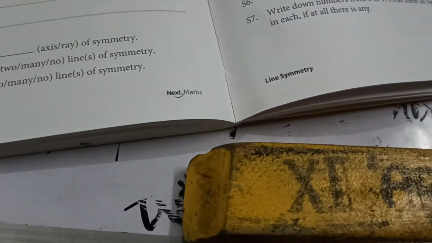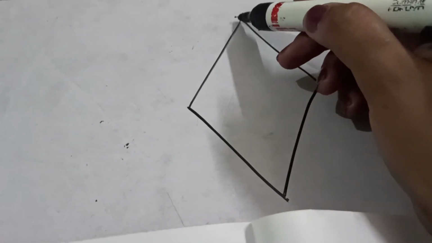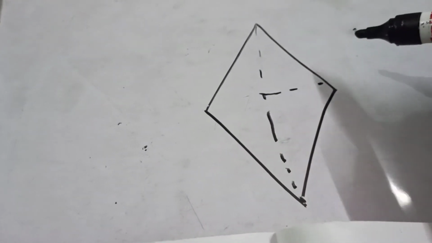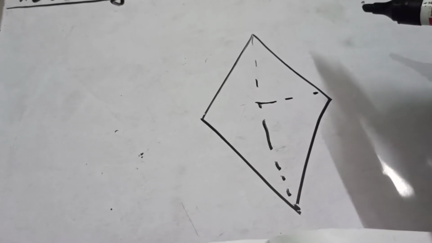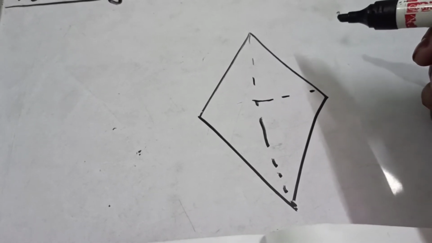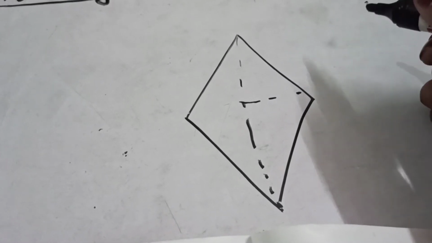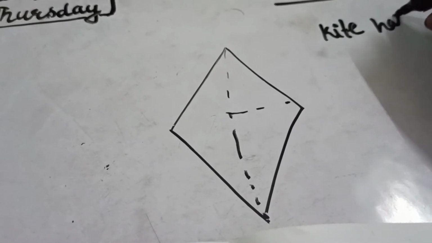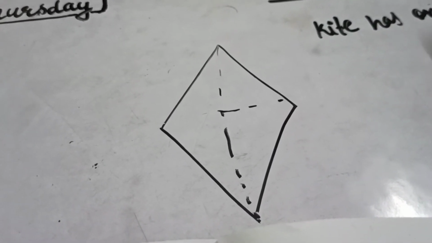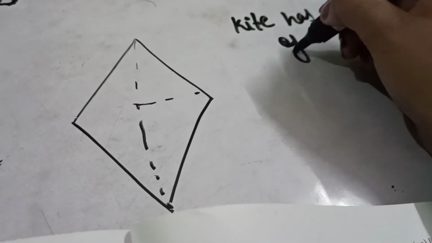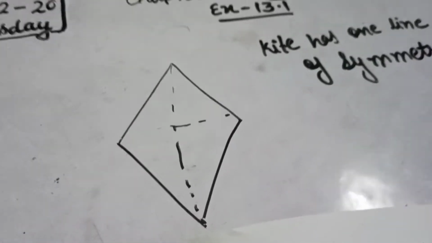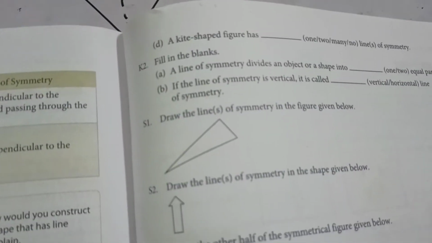Next, D part is, a kite shaped figure has dash lines of symmetry. So answer of this is, see, firstly, this is the shape of a kite. So it has only one line of symmetry, like either this one or this one, right? Kite में क्या होता है, adjacent sides equal होती हैं, and I hope you know about the adjacent sides. We have discussed in the previous chapters also. So a kite has one line of symmetry, right? Kite has one line of symmetry. Clear this one?